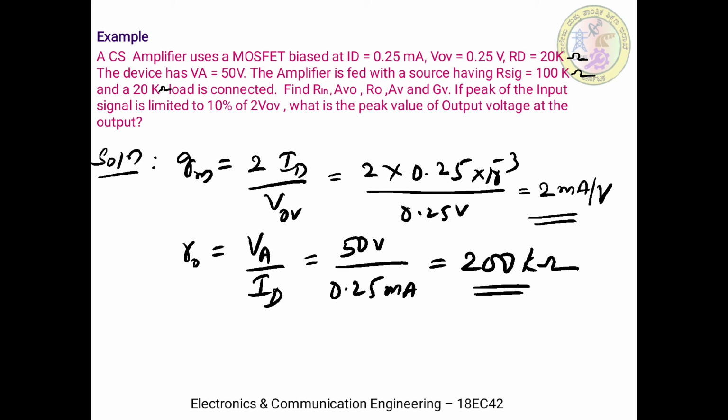Okay. So now let us first take up the input resistance Rin value. So Rin is infinity in case of common source amplifier as well as common source amplifier with source resistance RS. So in both the cases Rin will be equal to infinity.